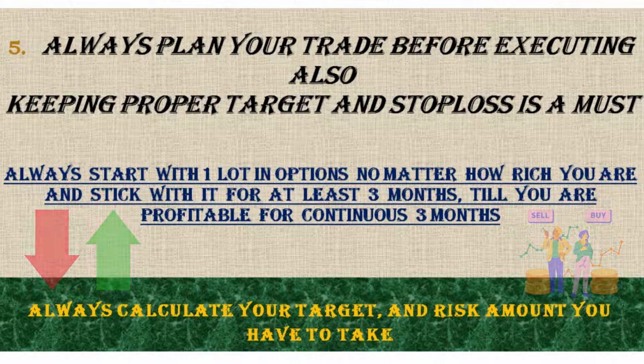Fifth, always plan your trade before executing. Also keeping proper target and stop loss is a must. Always start with one lot in options, no matter how rich you are, and stick with it for at least 3 months, till you are profitable for continuous 3 months. Always calculate your target and risk amount you have to take.